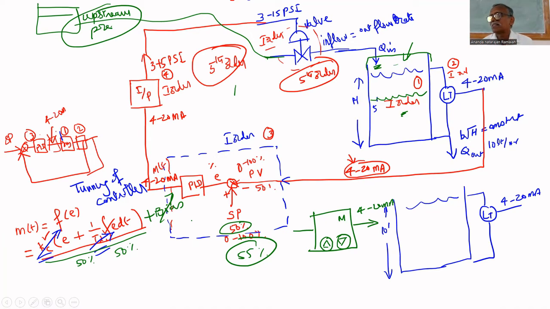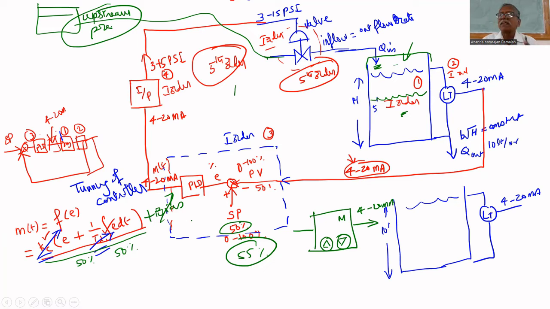I am repeating the statements. I am putting the controller in manual mode. I already told you that in manual mode I can adjust. I am adjusting the controller output to 50%. What is the controller output? 12 milliamps, because total controller output is 4 to 20 milliamps. You adjusted to 12 milliamps. Therefore, how much is the valve opened? 50%, because you are giving 12 milliamps. What is the level? 50%.